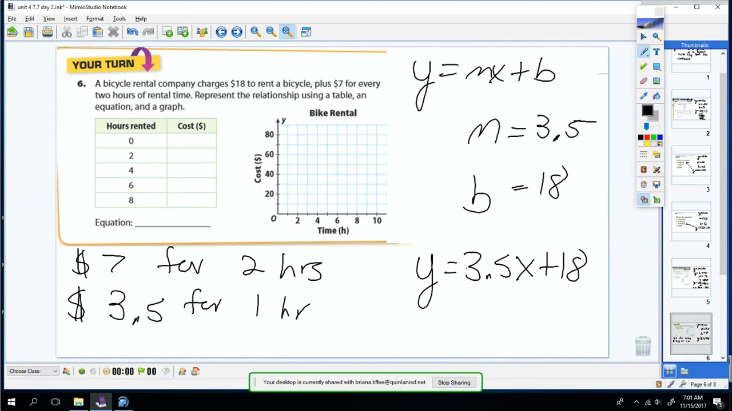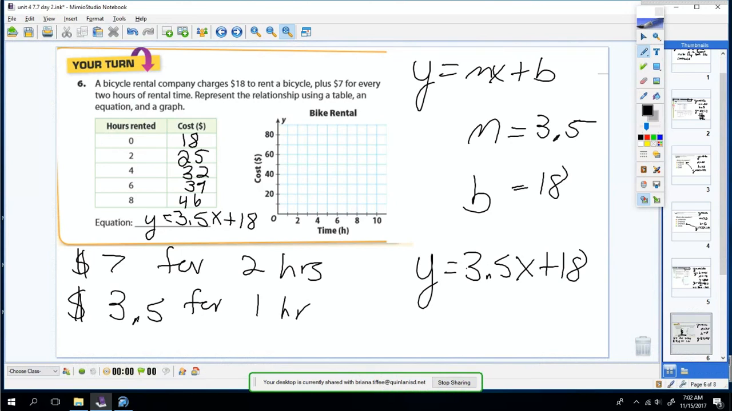So if we're going to create a table, our equation goes right here. When the hours are 0, my cost is $18. When I have 2 hours, I want to add 7 to that, so it would be 25. Add another 2 hours. That would mean 32, 39, and then finally 46, I believe. Okay.